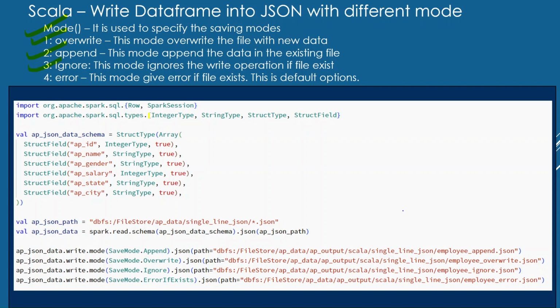Third is ignore. This mode ignores the write operation if the file exists. So if the save mode is ignore, and Spark figures out that the file we are going to create already exists, then the write operation will not be executed. Error mode will give an error if the file exists. So if we are going to write the data frame to a file name which already exists and the save mode is error, it will give an error stating that the file already exists.